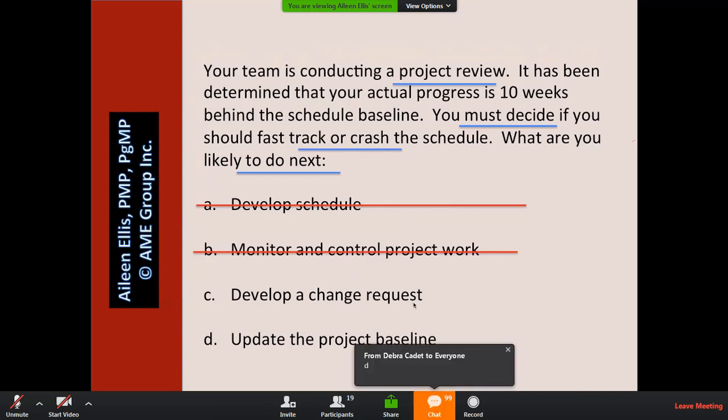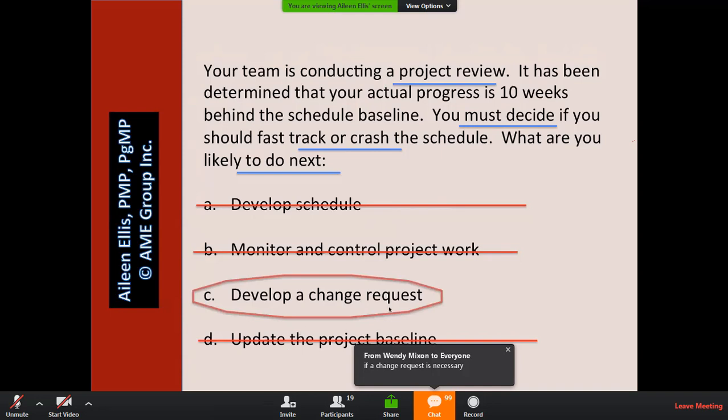Answer C, develop a change request. Answer D, update the project baseline. We may end up doing both of these, or we may not, but which one would we do first if we were to do both of these? Do we do a change request first, or do we update baselines first? We would do a change request first.